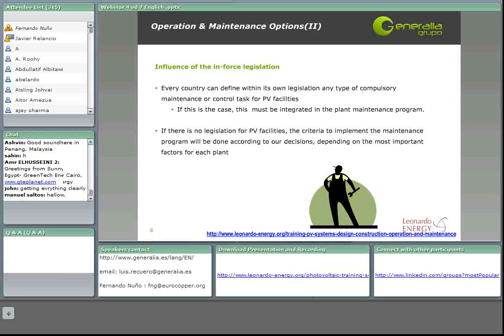When designing our maintenance protocols, we have to know that we must consider the enforced legislation for each country. In some countries, the government defines the type of compulsory maintenance or control tasks to be done in a solar plant. So, if this is the case, we must integrate these policies in the plant maintenance program. On the other side, if there is no legislation for PV facilities, our own criteria must be implemented in order to program our maintenance tasks.